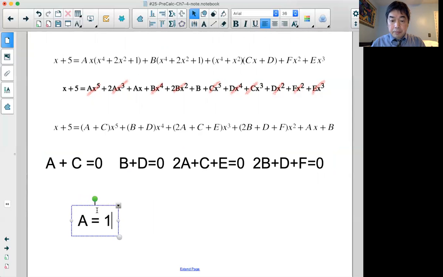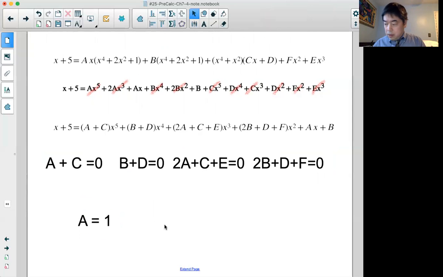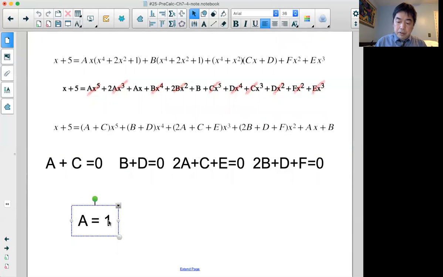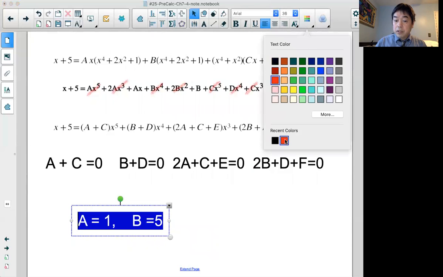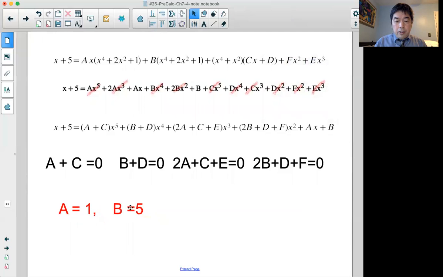Okay. All right. Now, B is the only constant here. So B must be 5. So we solved 2 already. Maybe I should change this one to red because this is the number we're going to use. Okay, so now let's plug in A equal 1.